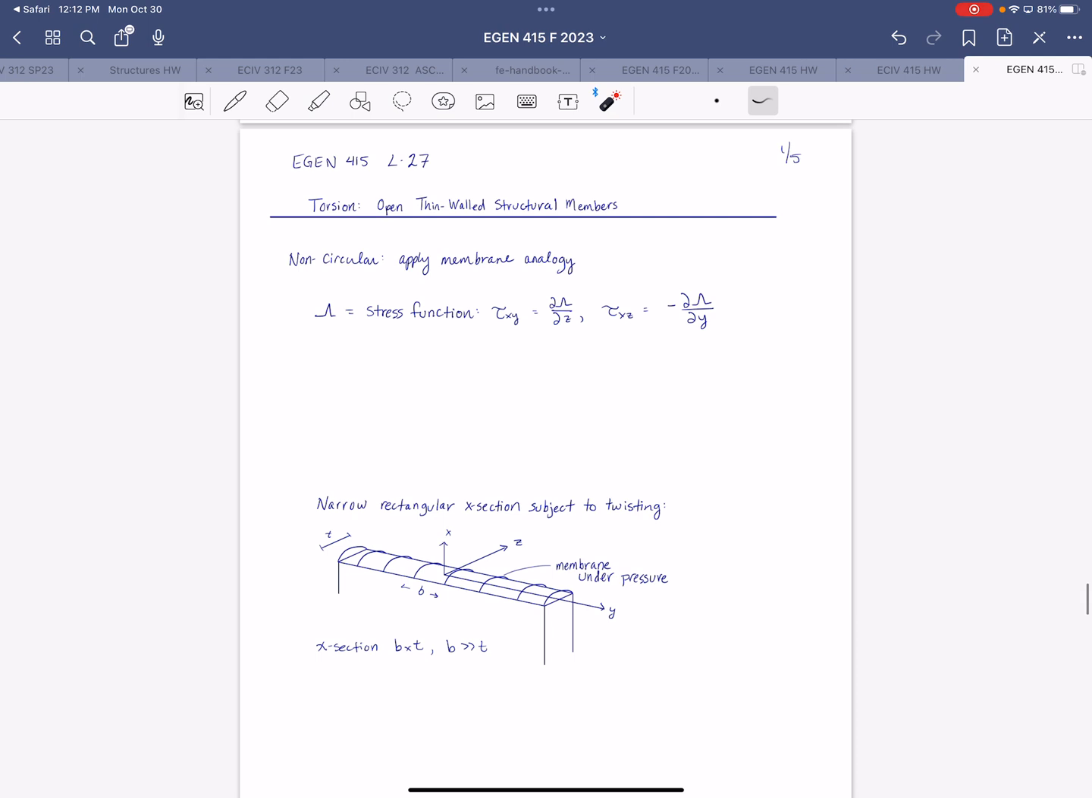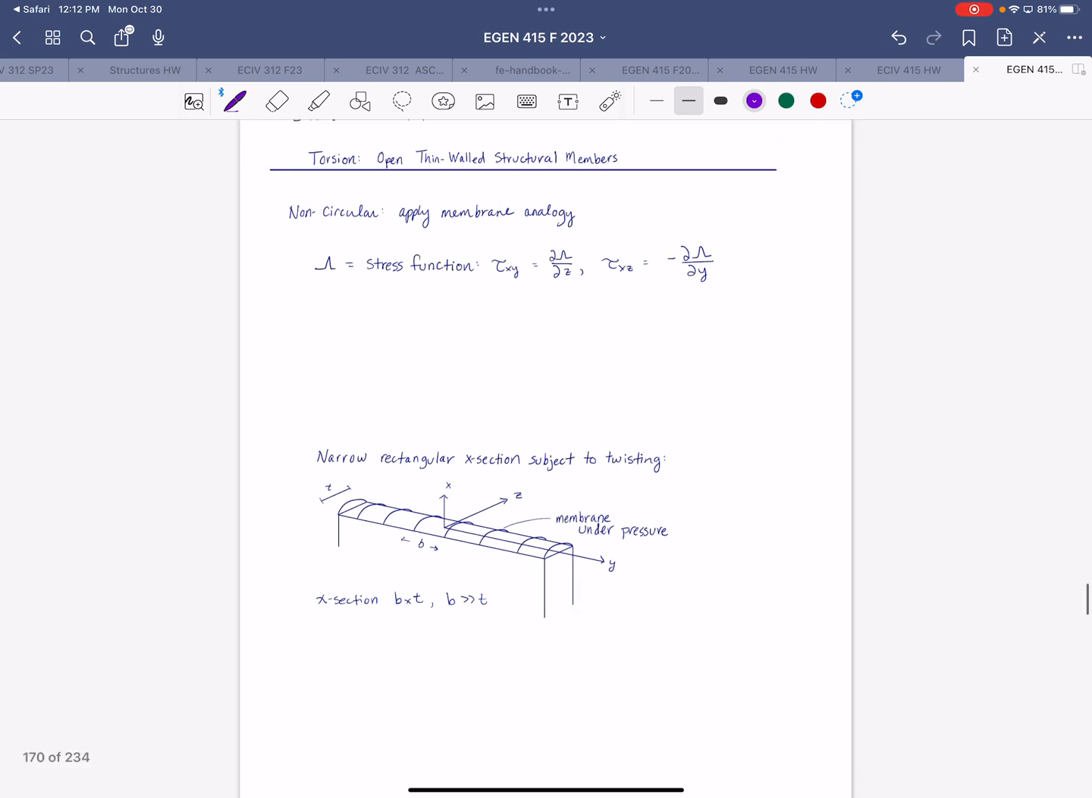All right, so now torsion of thin-walled structural members where the cross-section is not closed, it is open. Since any open section would be non-circular by definition, we need to apply the membrane analogy. And as a refresher, we defined this stress function lambda, which relates to the shear stresses in the XY and XZ planes using those equations there.